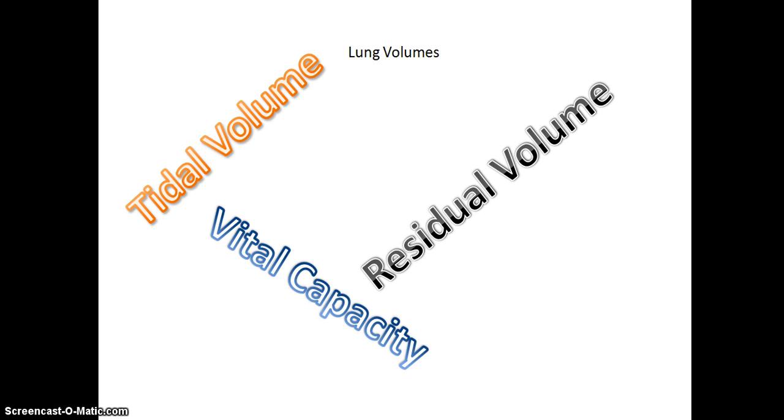Thirdly, we have residual volume. Residual volume is the amount of air that's left in the lungs after exhalation. So after we've breathed out, it's what's left in the chest cavity area. For example, a marathon runner would require a strong residual volume, as they require large amounts of oxygen to be able to work at a high intensity.